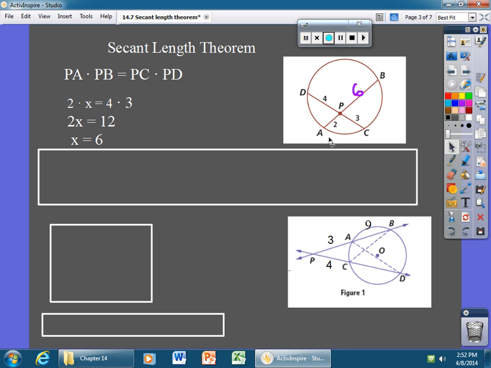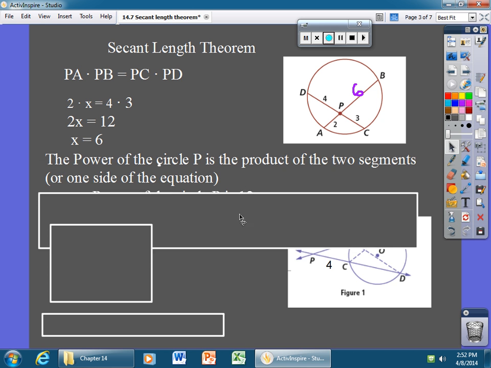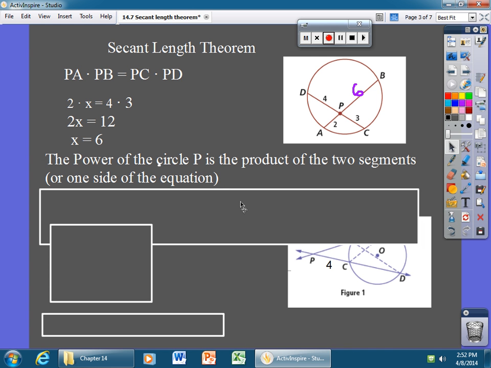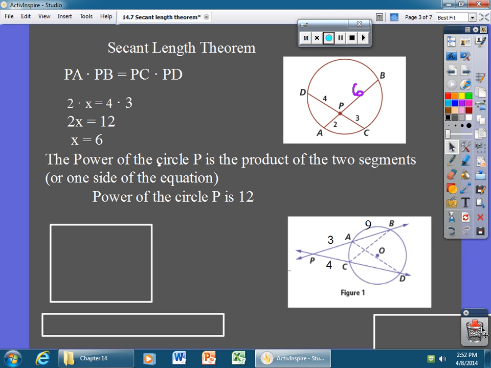Now the second thing we can learn from the secant length theorem is the power of the circle. The power of circle P is the product of the lengths of the two segments, in other words, one side of the equation. So the power of this particular circle is 12, and what the power refers to is the ratio of the lengths of the chords. We have two chords intersecting, and these ratios are going to be equal. It also works if we have tangents or secants that intersect outside the circle.